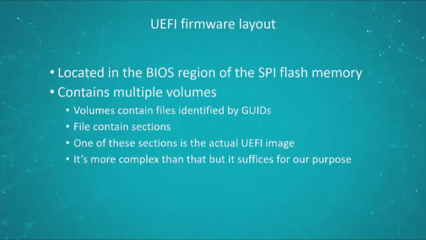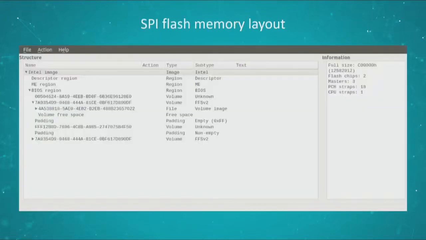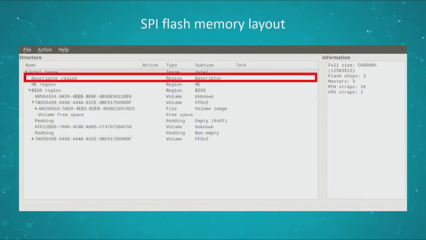The last thing I want to introduce for now is the UEFI firmware layout. The UEFI firmware is located in the BIOS region of the SPI flash memory, and the BIOS region contains multiple volumes. Let's look at it in a bit more detail in UEFITool, which is an open source tool for manipulating UEFI images. Here I loaded the typical content of a SPI flash memory dump in UEFITool. The first thing that we see is the descriptor region, which contains metadata about the remaining data in the SPI flash memory.